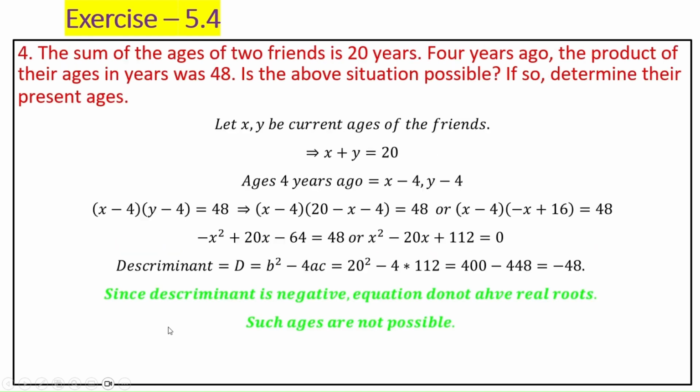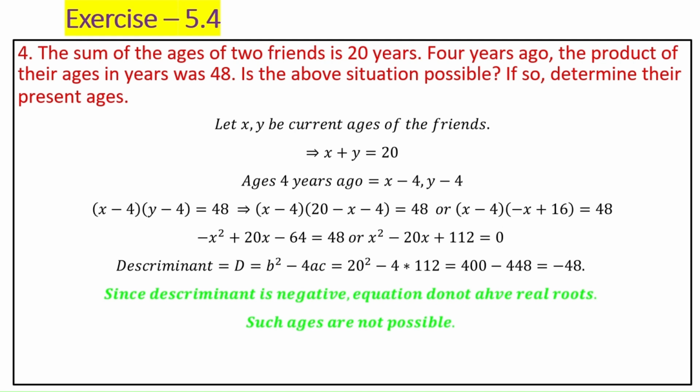Next. The sum of the ages of two friends is 20 years. 4 years ago, the product of their ages in years was 48. Is the above situation possible? If so, determine their present ages.